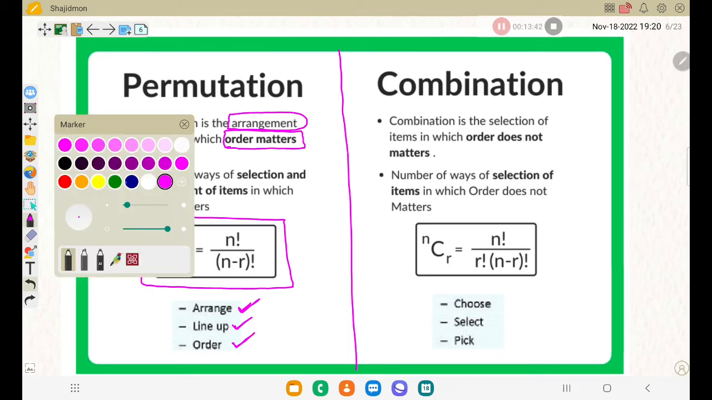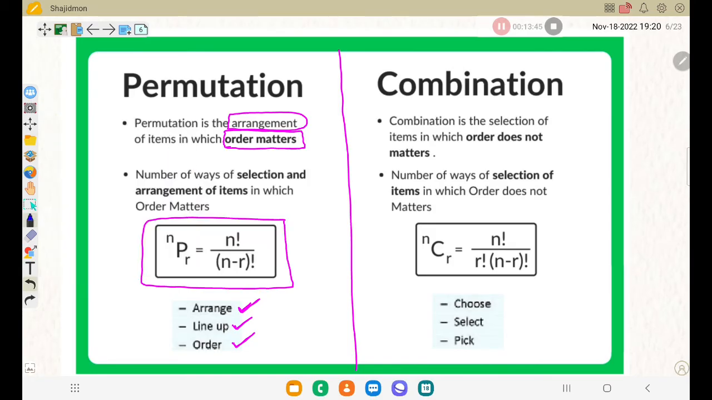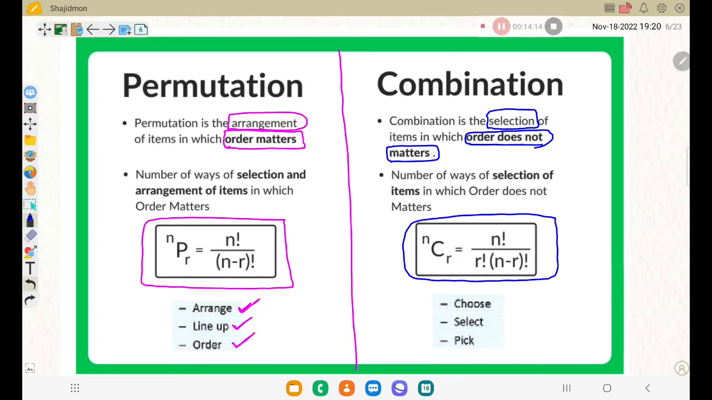Now going to the combination: combination means it is a selection, not an arrangement. It is just a selection of items from some objects. Order doesn't matter, there is no importance in the order, correct? So combination is a selection of objects from a list where order doesn't matter. Now how do we calculate the combination? C(n,r) equals n factorial divided by r factorial multiplied by (n minus r) factorial.